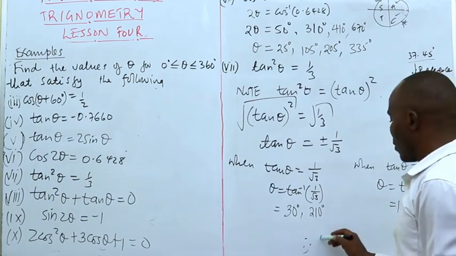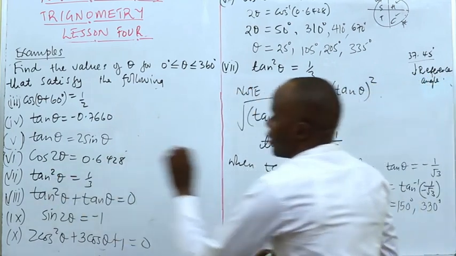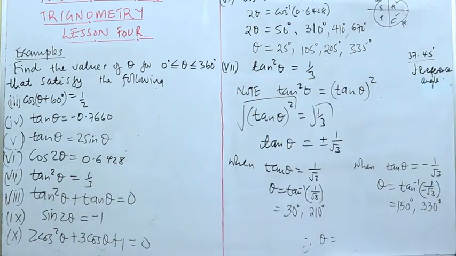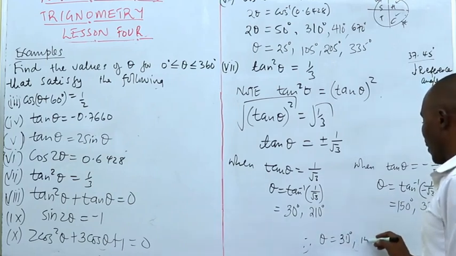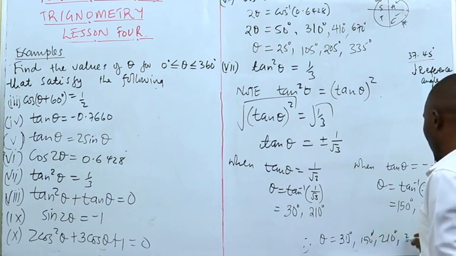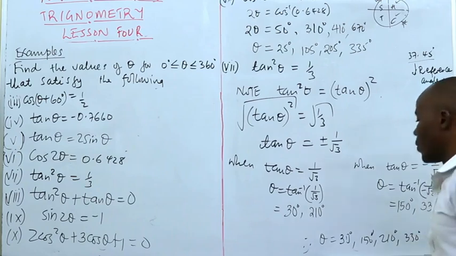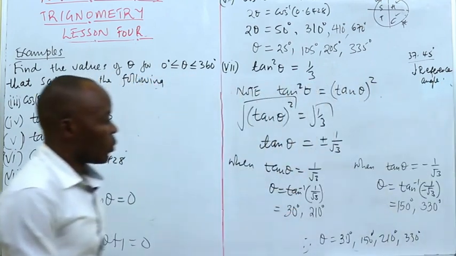Then, therefore, my value of theta for this, you rewrite it in ascending order. You have 30, you have 150, you have 210, and 330. All those are in degrees. Ladies and gentlemen, I guess we are together there.